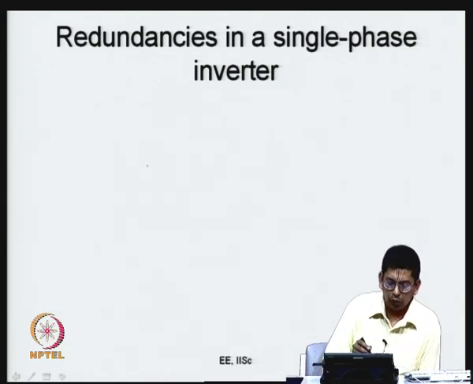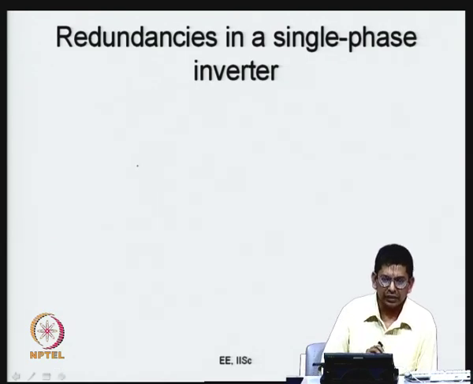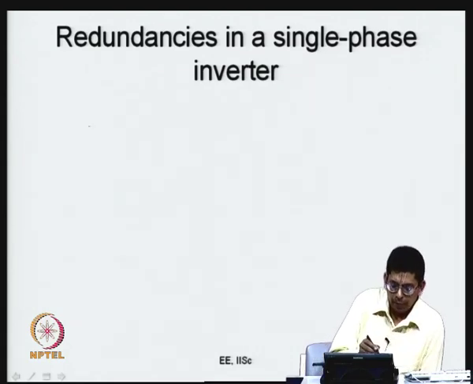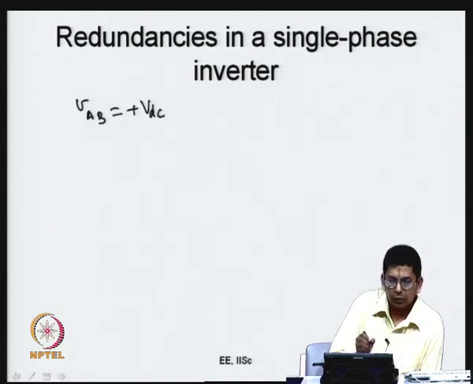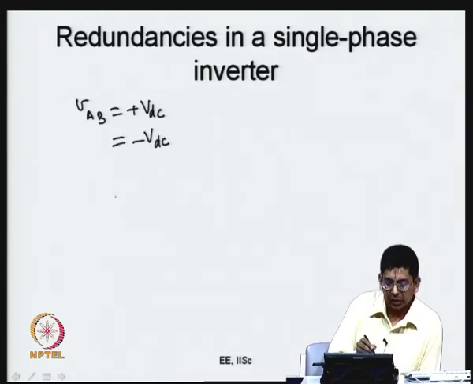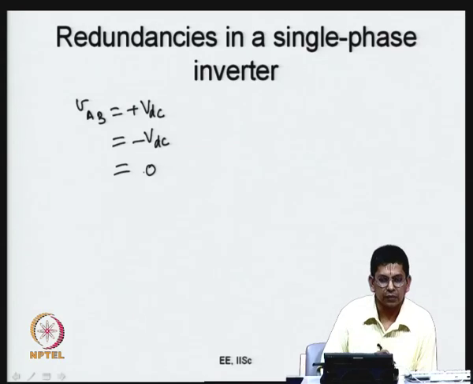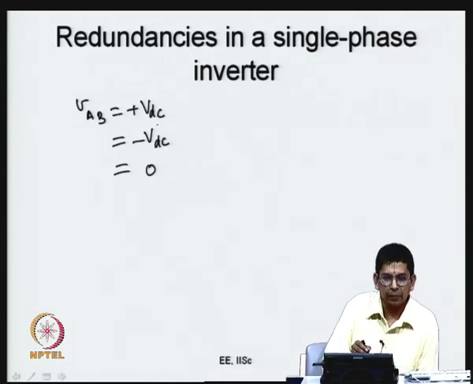What if you look at a 3 phase inverter? First, a single phase inverter, we are still looking at a single phase inverter. You have a load output, let us call it VAB. VAB can be equal to plus VDC, and it can also be equal to minus VDC, it can also be equal to 0. When is it equal to plus VDC? When the top device of the A leg and the bottom device of the B leg are on. When it is minus VDC, the opposite situation.